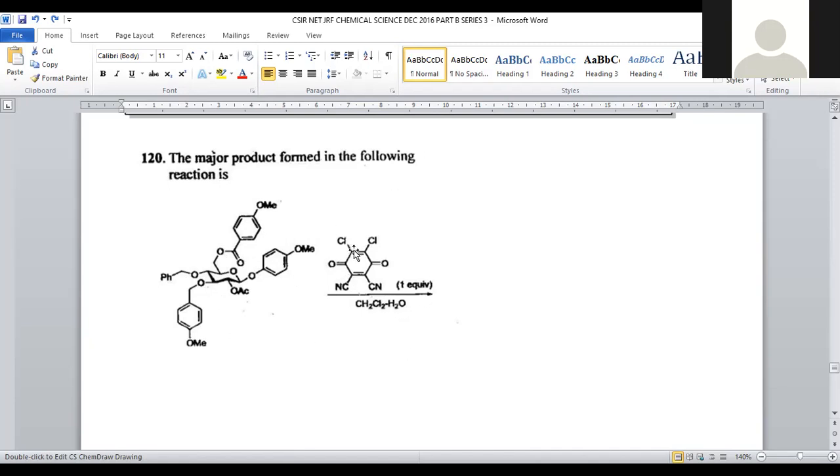Now it is treated with one equivalent of dichlorodicyanobenzoquinone, which is called DDQ, in the presence of CH2Cl2 and H2O. So this is the solvent: dichloromethane and water will be added. Very simple. Only one equivalent is added, right? So DDQ has many applications. Whatever compound is given, if it is a saturated one, it can convert into a benzenoid structure, which is one of the major applications.